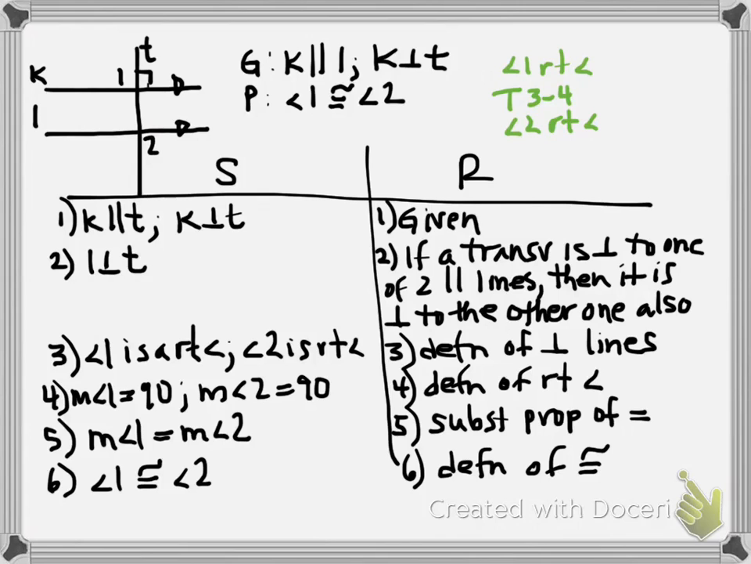Okay, so again, you could have done angle 1 is a right angle as step 2 through the definition of perpendicular lines, then brought in that line L is perpendicular to line T through theorem 3-4 as step 3. Step 4 would have been angle 2 is a right angle through the definition of perpendicular lines. And then you could have done step 5.